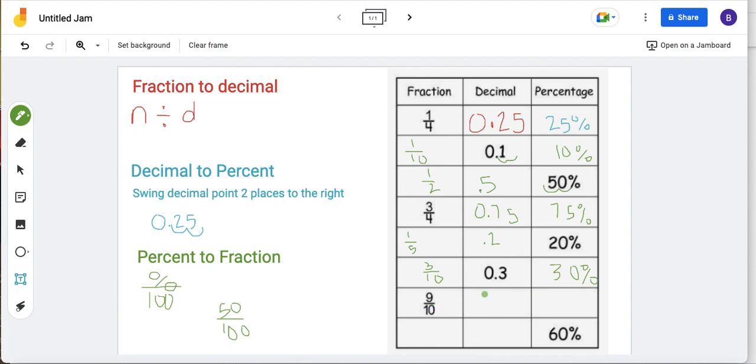This one is 9/10. Multiply that by 100 and you get 90%. The final problem, 60% is equal to 6/10. And 6/10 is equal to 3/5. Hopefully your answers match up with what I have on the table.